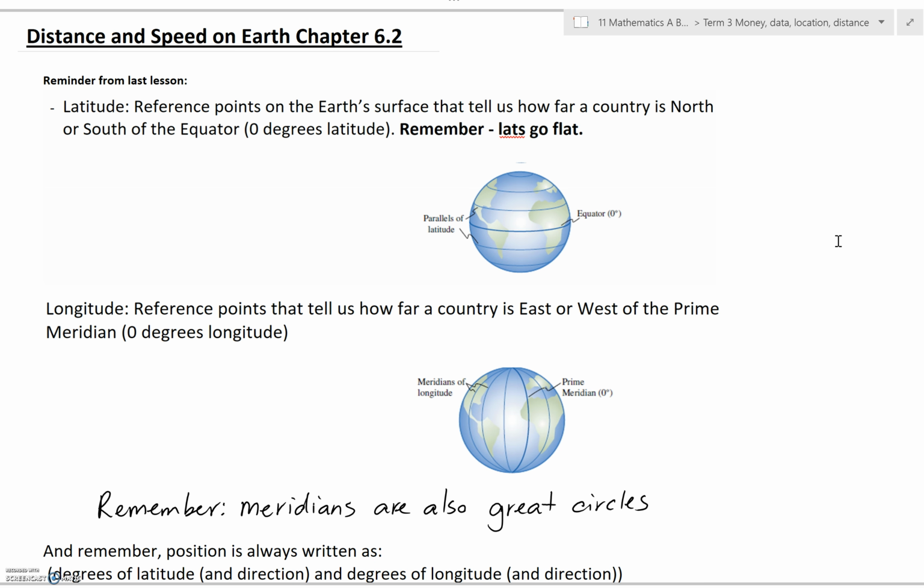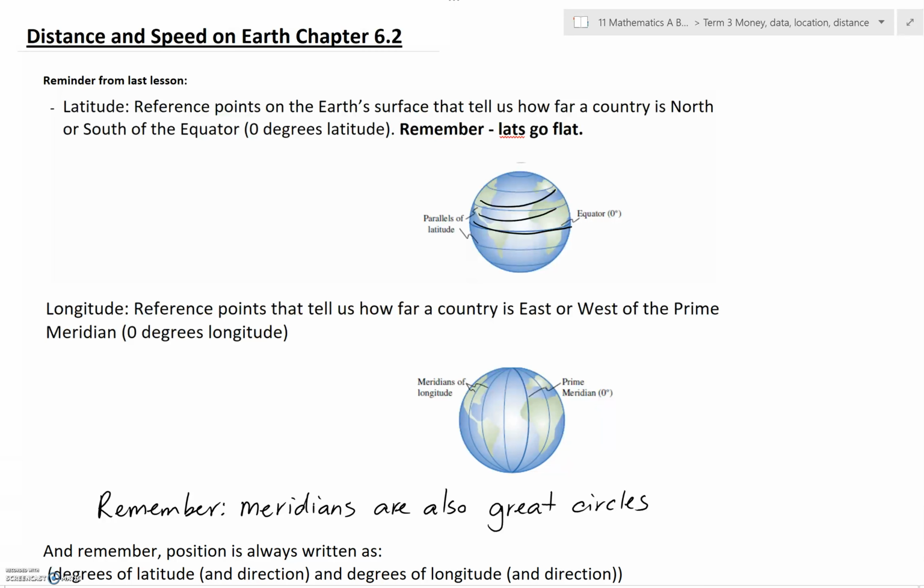Just a reminder from what was covered last lesson, we learnt about latitude and longitude, and latitude tells us how far a country or a place is north or south of the equator. Remember, lats go flat. Lines of latitude go around the Earth's surface, horizontally around the world. The main reference point of latitude is the equator, which is 0 degrees, and everything starts from there. And remember, the equator is in the middle.